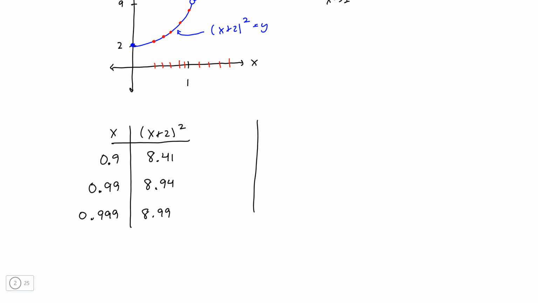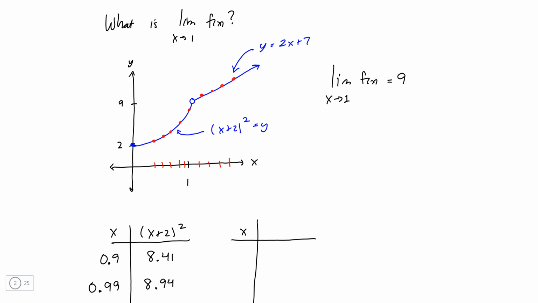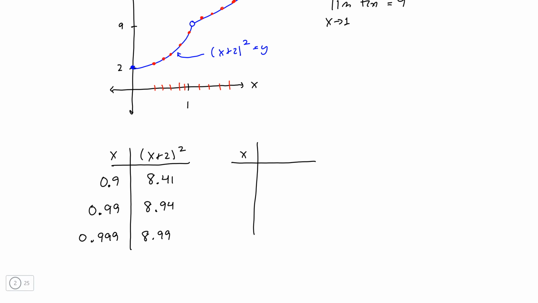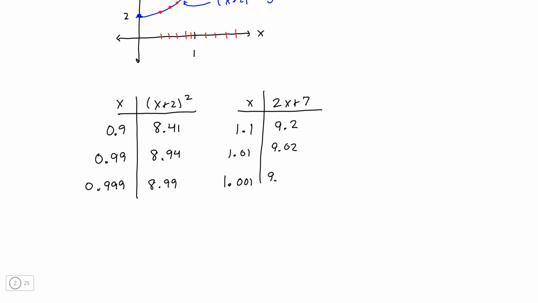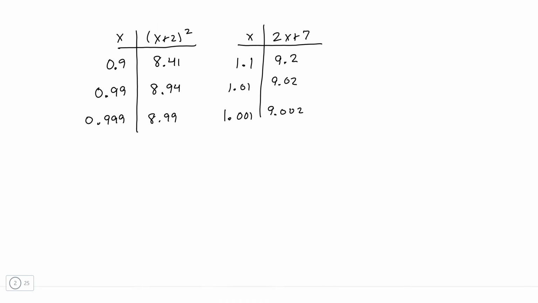8.99. And if we come from above 1, now we're looking at the function, the line. We should be plugging into 2x plus 7. So if we look at 1.1, 1.01, 1.001, we get 9.2, 9.02, 9.002. So this table also shows that as we're getting closer to 1 from either direction, we're getting close to 9.